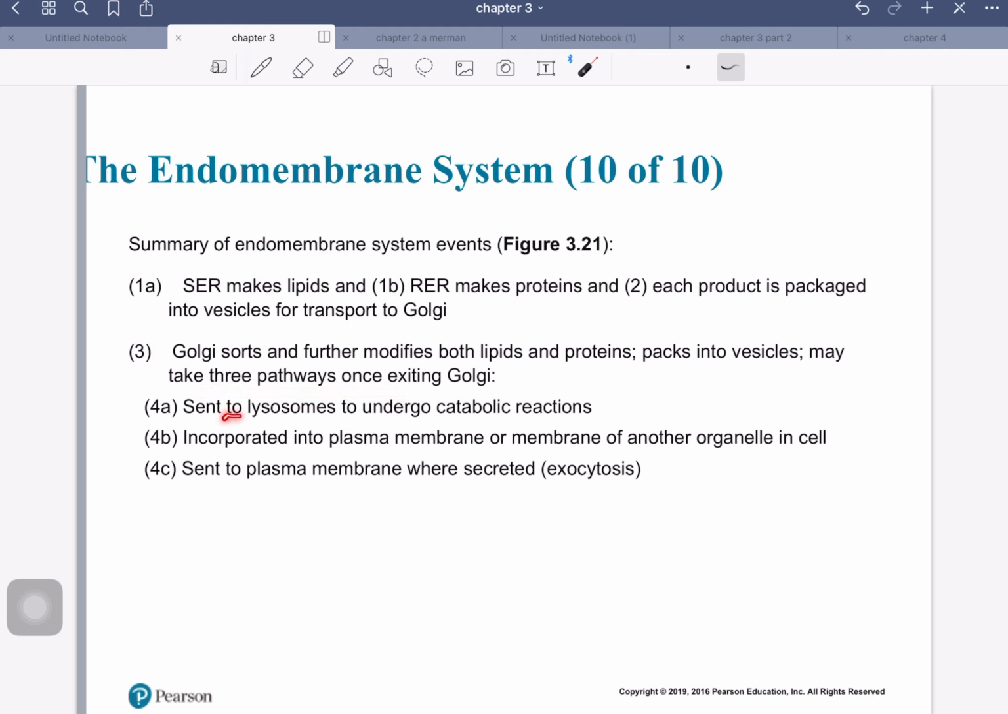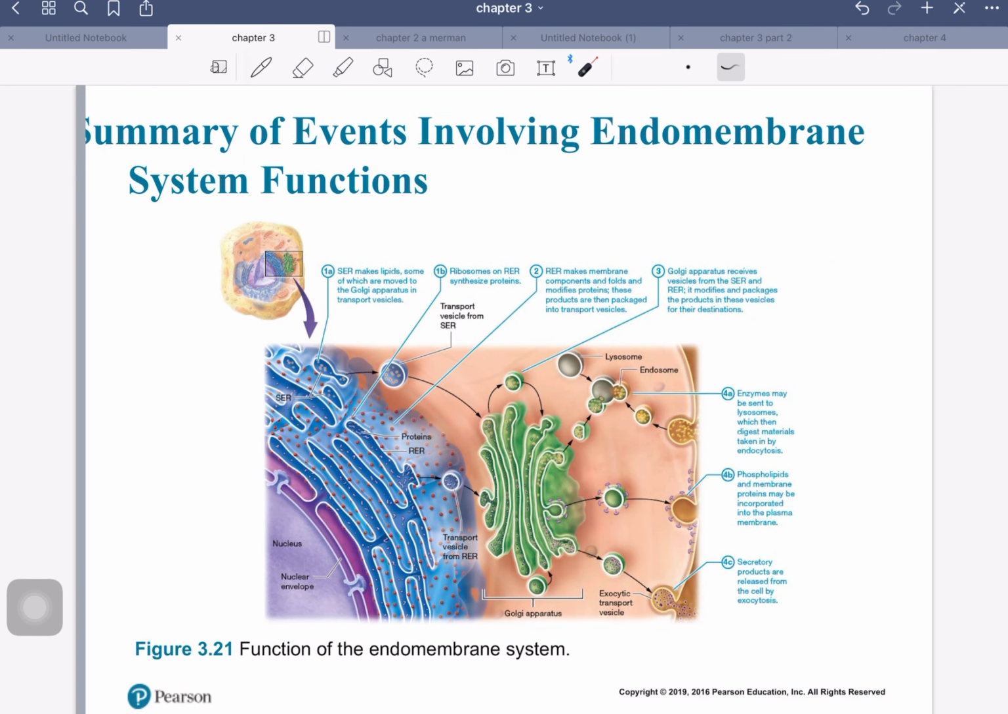It could be sent to a lysosome to be involved in those catalytic reactions. It could end up in the plasma membrane or in the membrane of other organelles, or it could be sent to the plasma membrane where through exocytosis it is secreted. So that's a quick look at the endomembrane system.